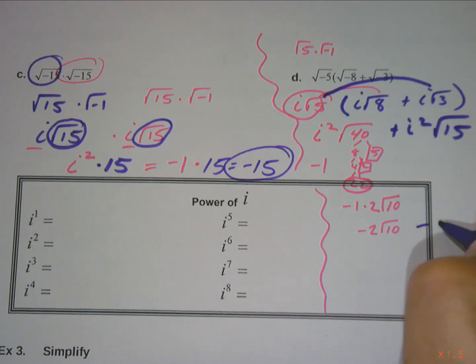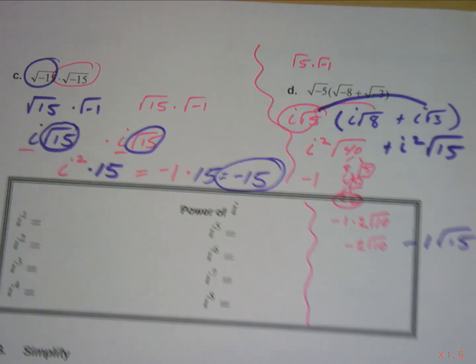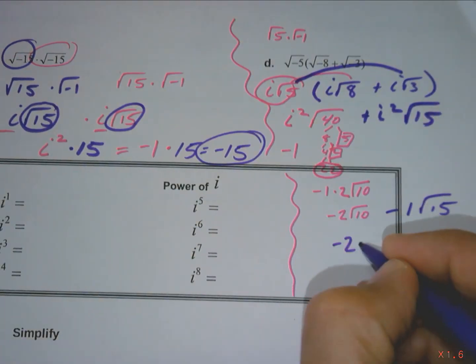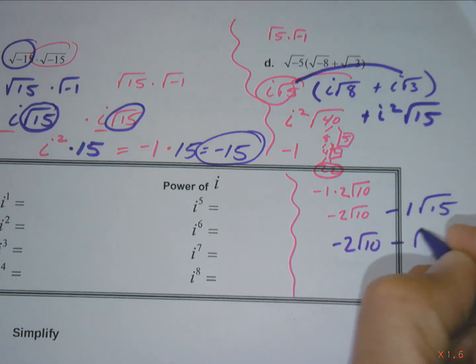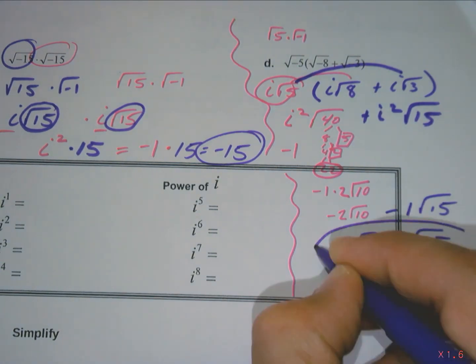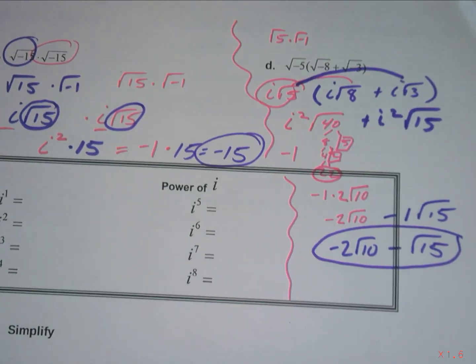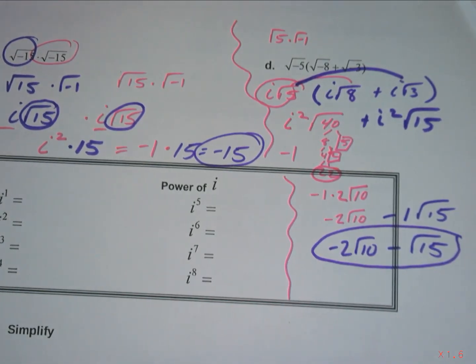So it's negative 1 root 15, like that, which I would be okay with, or negative 2 root 10 minus root 15. Those are unlike roots. You can't combine them. One's a root 10, one's a root 15. So that would probably be my final answer there. So negative 2 root 10 minus root 15.